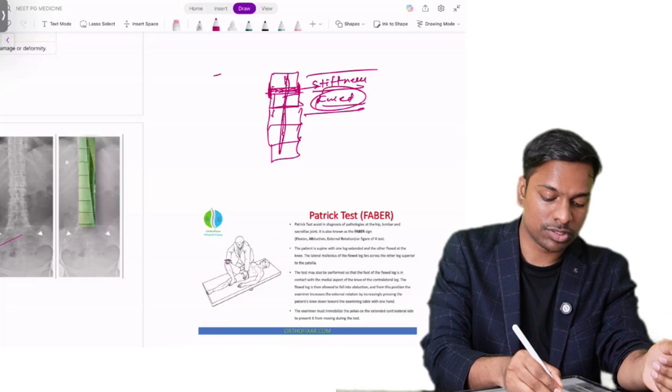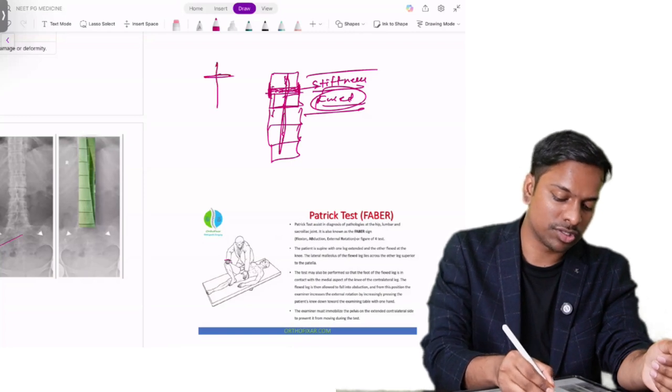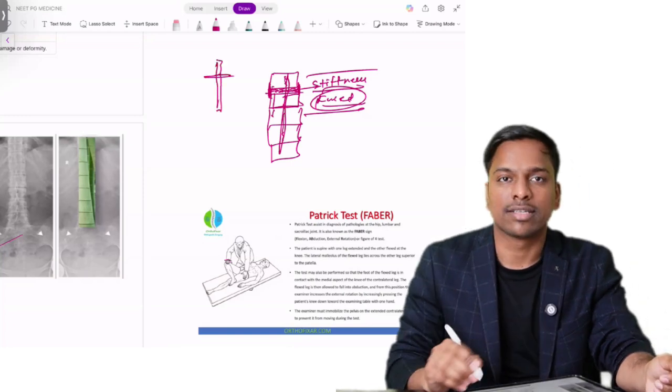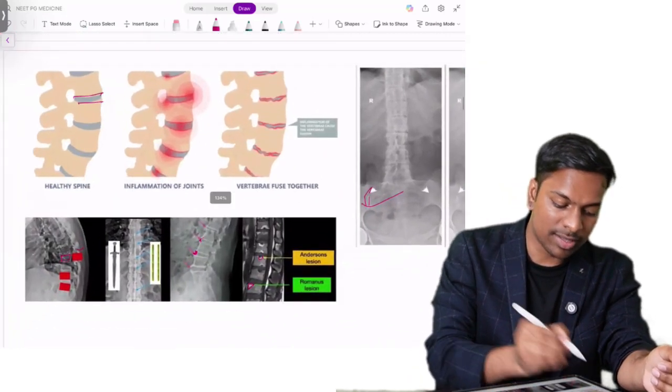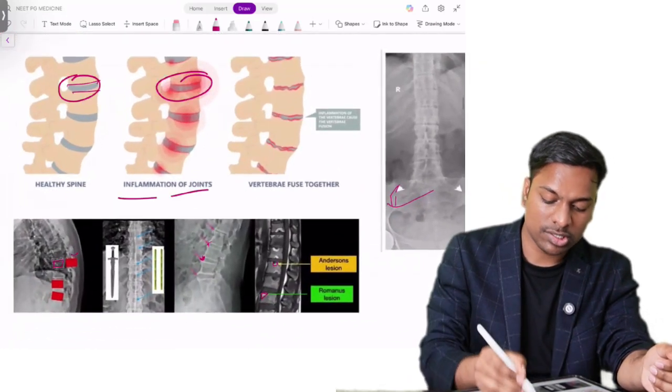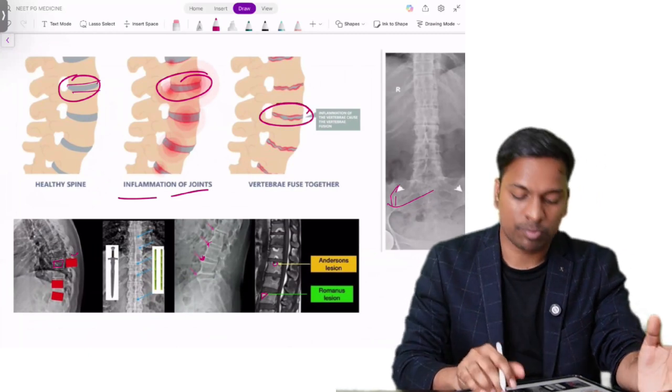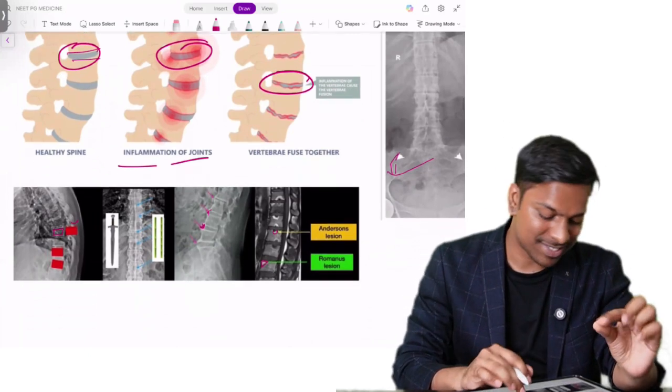Suppose this is the 3D structure. Just imagine this is the dagger. We have an image for that also over here. So see over here, the healthy spine, the inflammation of the joints is there, and here also the inflamed spine is there with the reduction in the disc space.